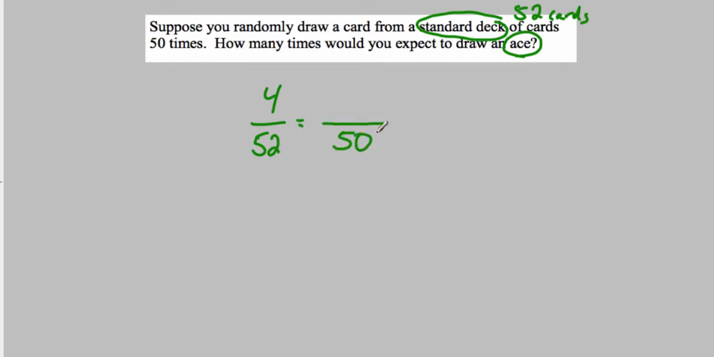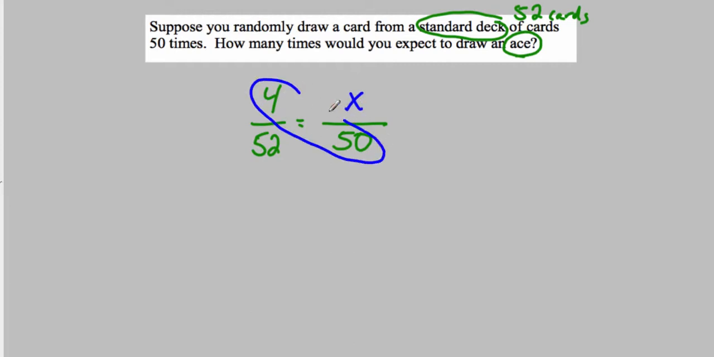So let's try another one. Suppose you randomly draw a card from a standard deck of cards 50 times. So remember, a standard deck of cards has 52 cards. How many times would you expect to draw an ace? Well, again, focus on the probability of what we want. There are 4 aces, 1 for each of the 4 suits, out of those 52 cards. So we have a 4 out of 52 chance of drawing an ace. We want to know how much would that be out of 50 times. So we know there's a 4 out of 52 chance every time we draw. We want to know how many we would expect to get out of 50. So here's our missing number.